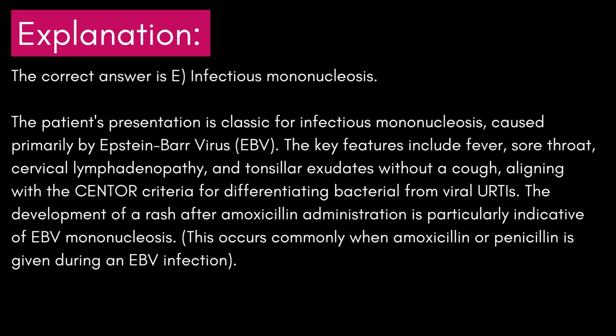The patient's presentation is classic for infectious mononucleosis, caused primarily by Epstein-Barr virus (EBV). Key features include fever, sore throat, cervical lymphadenopathy, and tonsillar exudates without a cough, aligning with the Centor criteria for differentiating bacterial from viral URTIs. The development of a rash after amoxicillin administration is particularly indicative of EBV mononucleosis. This occurs commonly when amoxicillin or penicillin is given during an EBV infection. All right, let's go ahead and see why the other answer choices are incorrect.